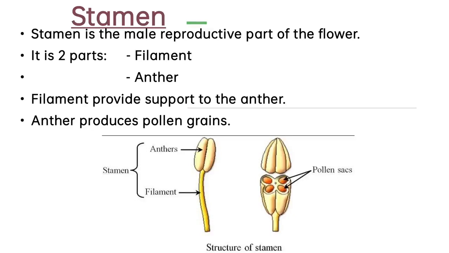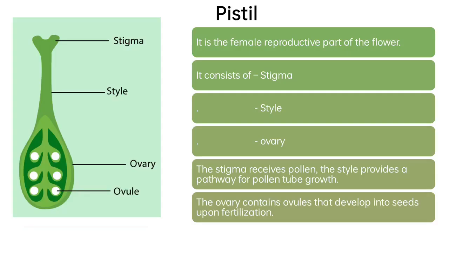Now the next structure which we are going to cover right now is the pistil. The pistil is said to be the female reproductive part of the flower. It also consists of three parts, that is stigma, style and ovary. The stigma receives pollen grain, the style provides a pathway for pollen tube, and the ovary consists of ovules that develop into the seeds upon fertilization.